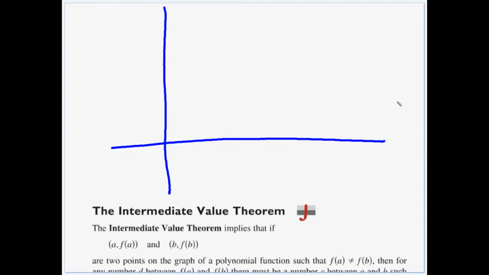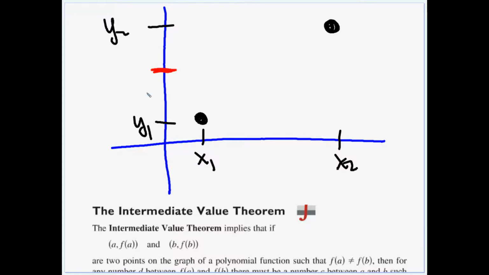Let's say here, I've got a point down here, x1, y1. And our function also is going to take us to this point, x2, y2. The theorem states that we have to be a continuous polynomial. And I can pick any value in between the endpoints. I'll just put a question mark there. I can pick any number in between.